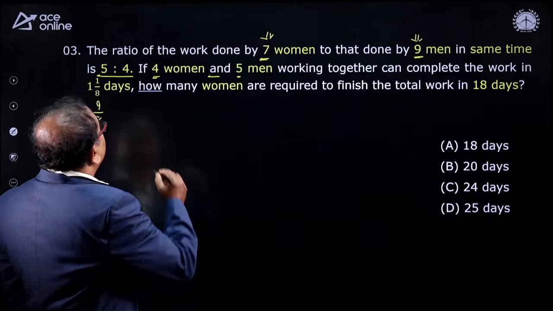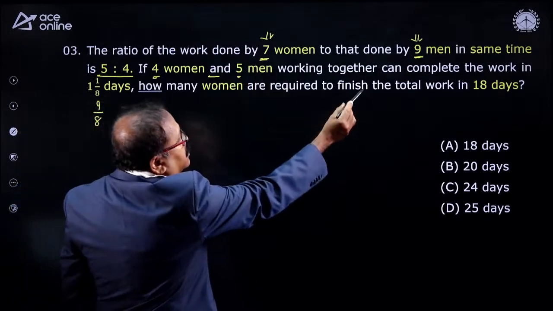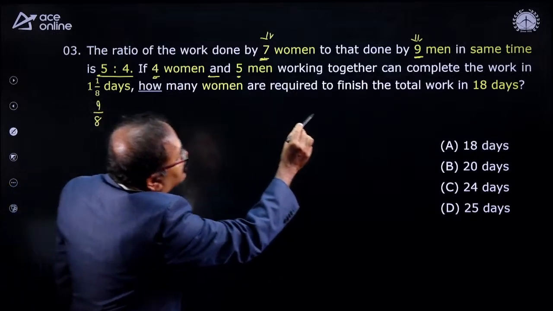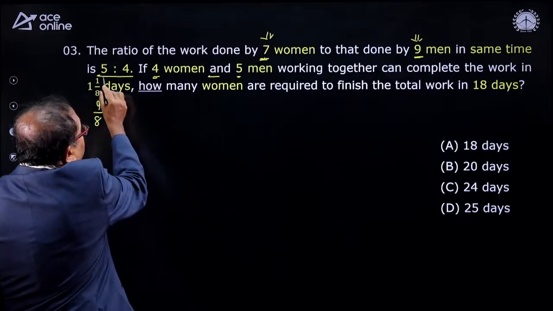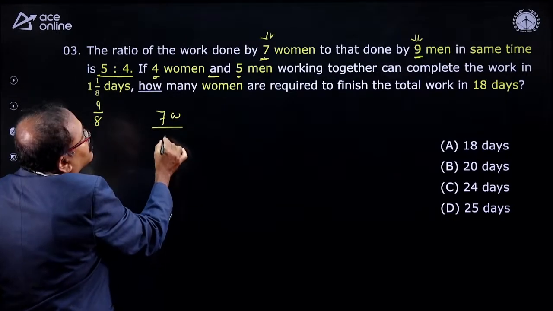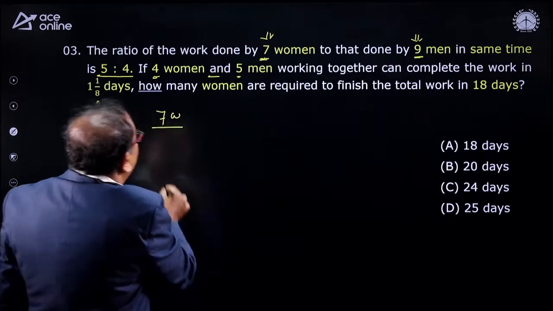Okay, I will just give the start here. As it is said that in the same time the work of 7 women and the work of 9 men is in the ratio of 5:4, then 7 women by 9 men.